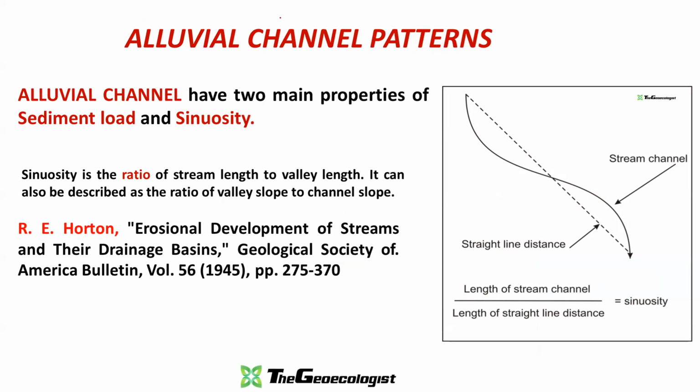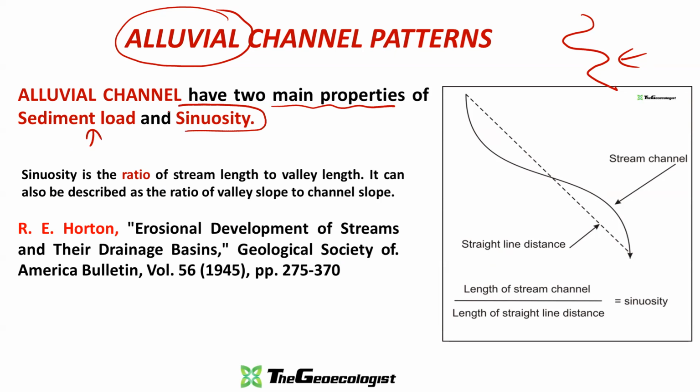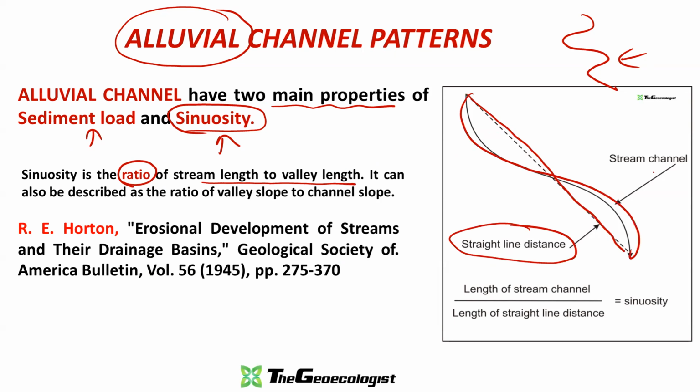Now at the end, let's observe some famous alluvial channel patterns and some important terminologies. There is a very common thing that anything that looks like this, we call a meandering system or meander river. But technically, there are different things that we should look into. Alluvial channels have two main properties: one is sedimentary load and the other is sinuosity. So what is sinuosity? A ratio between stream length and valley length. If you observe, this is the straight line distance, and here is the actual stream channel length. So the length of the stream channel by the length of the straight line is called sinuosity.